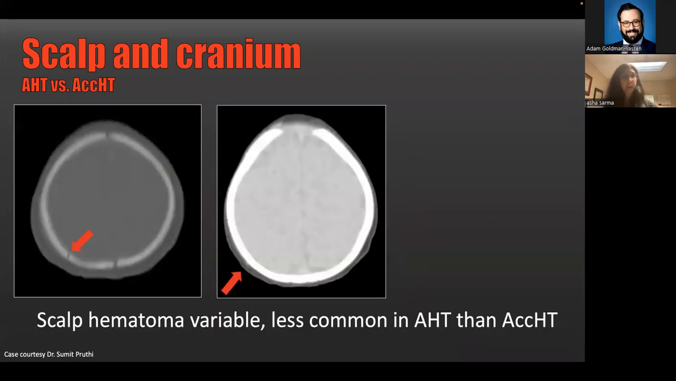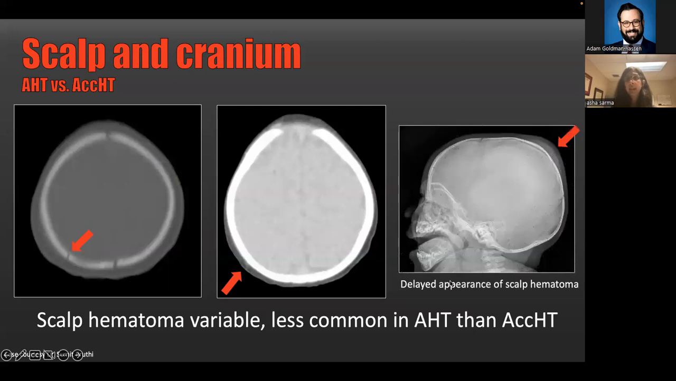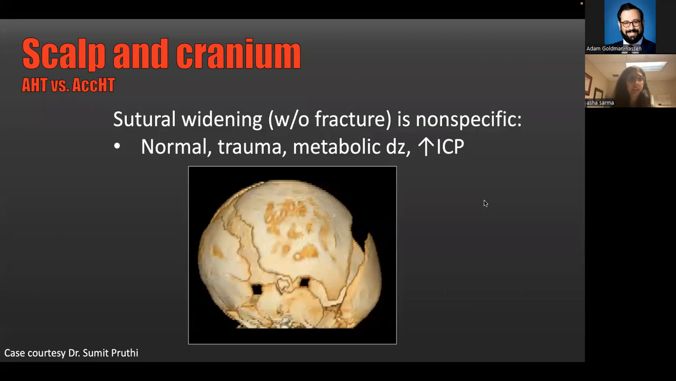Another pitfall: scalp hematoma is variable, so you shouldn't hang your hat on that. It's less common in abusive head trauma than it is in accidental trauma, actually. Here was an example of a fracture that was initially thought to be potentially chronic because there was no scalp hematoma overlying it. But actually, just a few hours later, this patient came for a skeletal survey and a hematoma had developed, and it can take up to days for these to develop. And in some cases, they don't develop at all. So scalp hematoma isn't necessarily helpful for dating fractures.